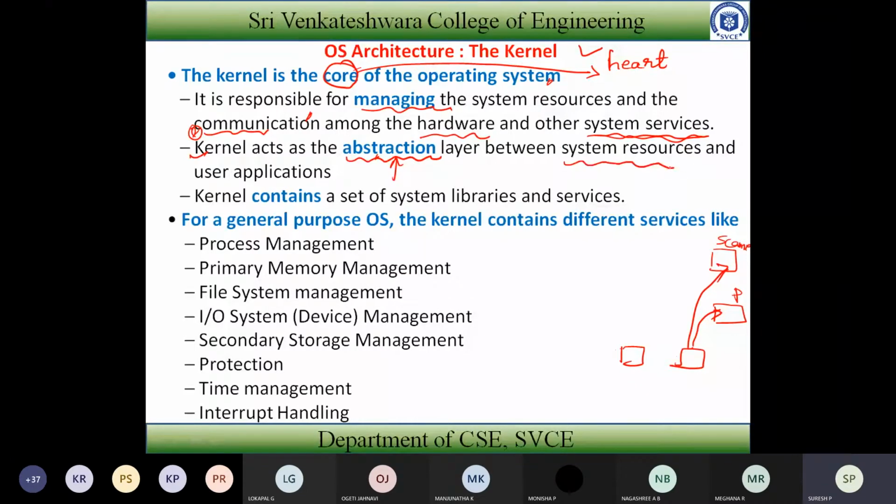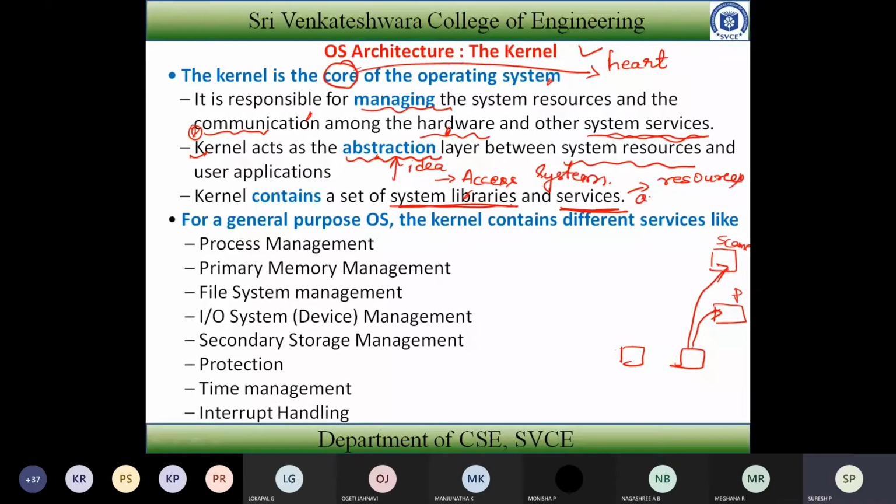Now how is it going to obtain that? How is it going to access the resources? If I want to access the resources, I should have written some functionality, right? So what are the different functionalities the kernel should provide? The kernel contains the system libraries and services. With the help of those system libraries and services, your resources will be managed. The resources are managed with the help of these system libraries only.